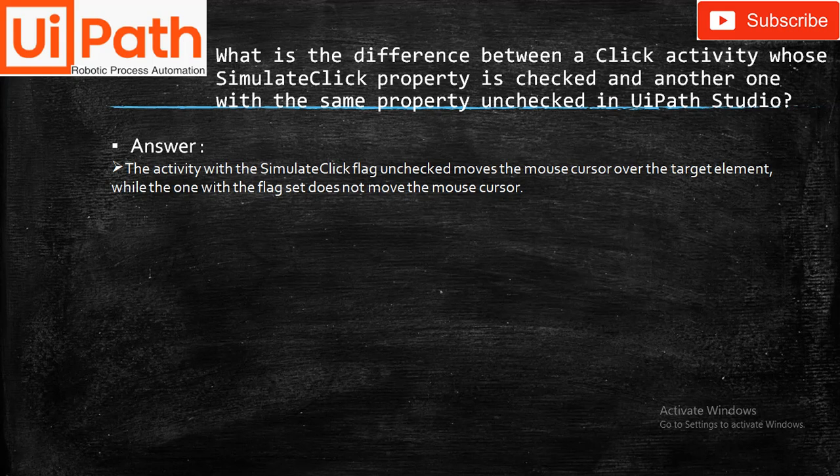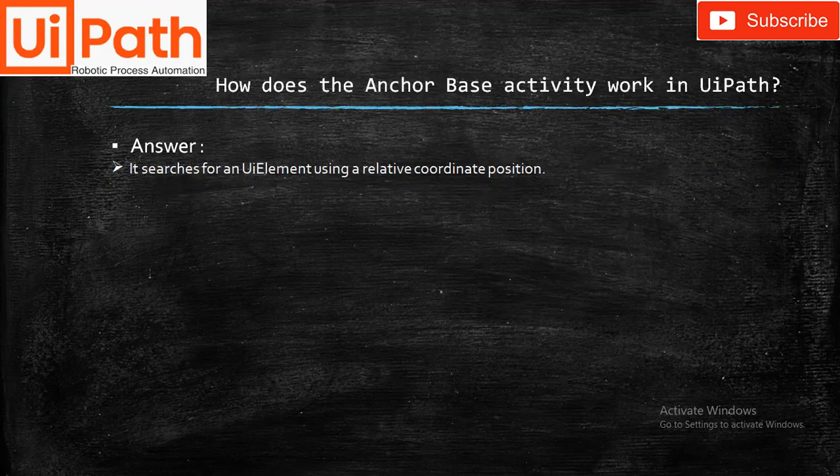What is the difference between a click activity whose simulate click property is checked and another one with the same property unchecked in UiPath Studio? The activity with the simulate click flag unchecked moves the mouse cursor over the target element, while the one with the flag set does not move the mouse cursor.